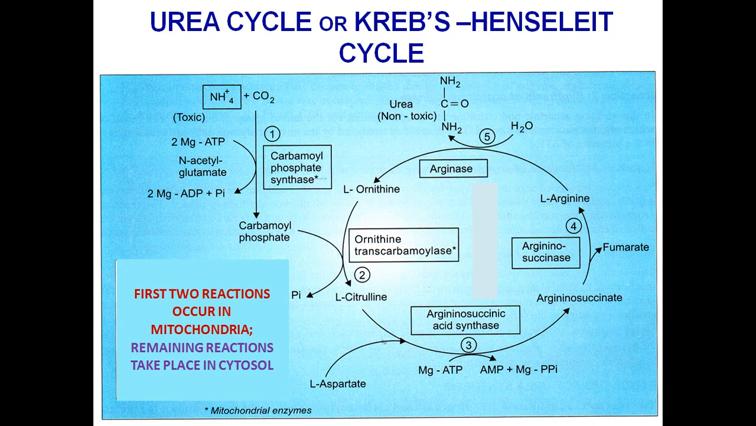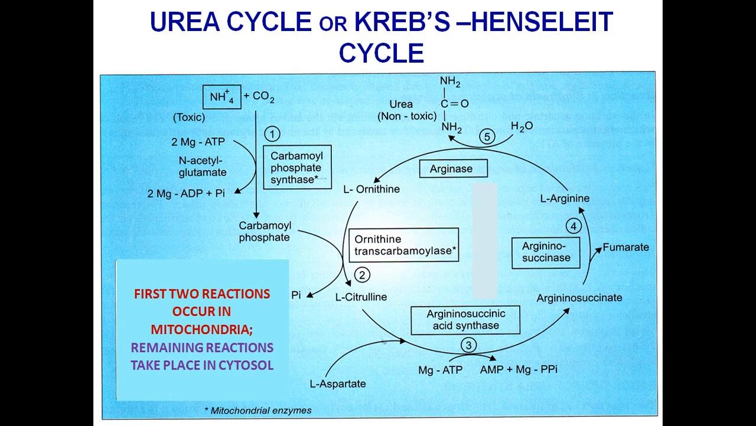Now in the second step of the urea cycle, see carefully, number 2. In the second step, this carbamoyl phosphate reacts with a compound called L-ornithine. Carbamoyl phosphate condenses with L-ornithine, and this reaction is catalyzed by the enzyme ornithine transcarbamylase. Ornithine transcarbamylase catalyzes the condensation of carbamoyl phosphate and L-ornithine and results in the formation of a compound called L-citrulline.